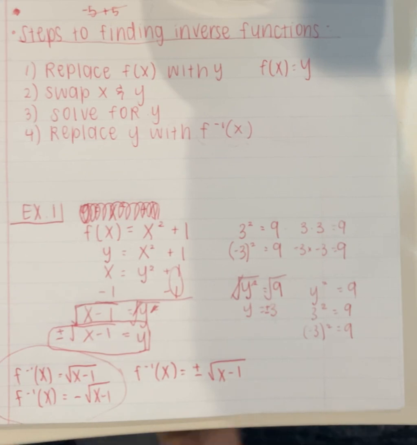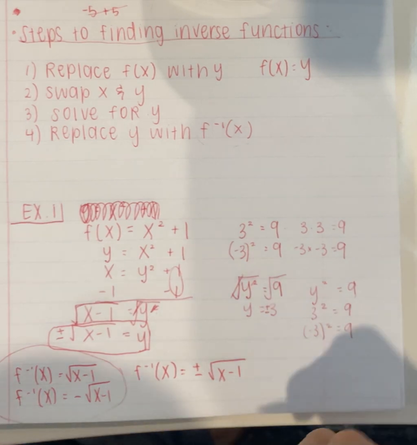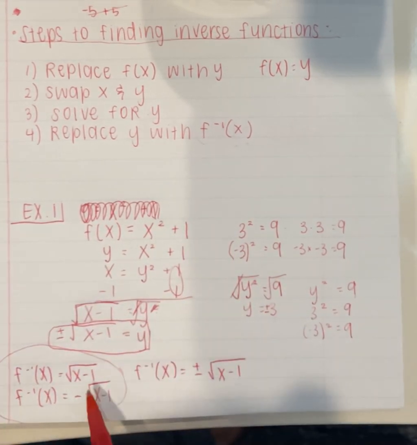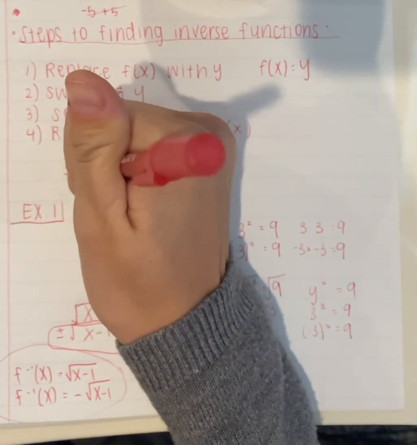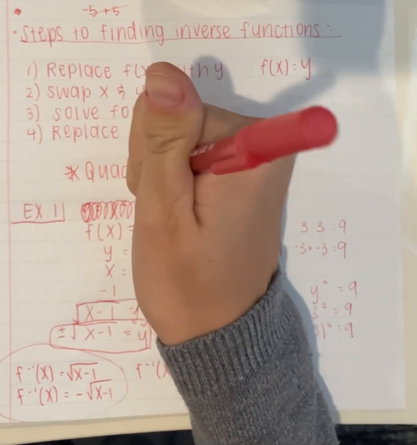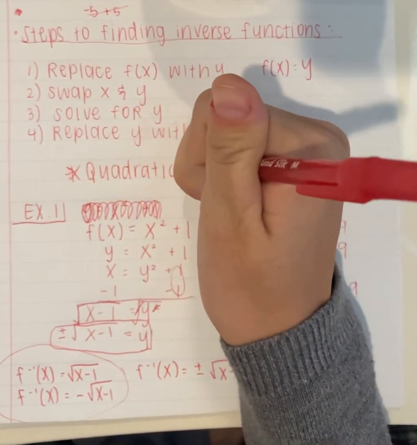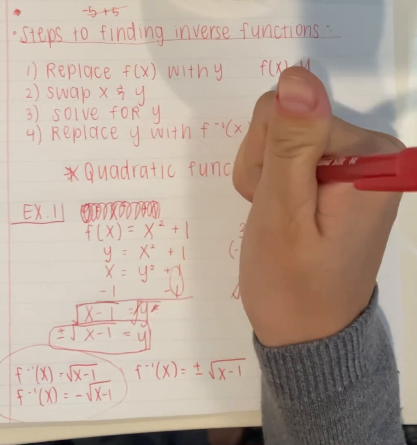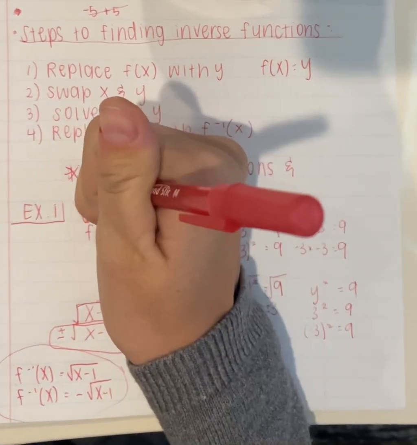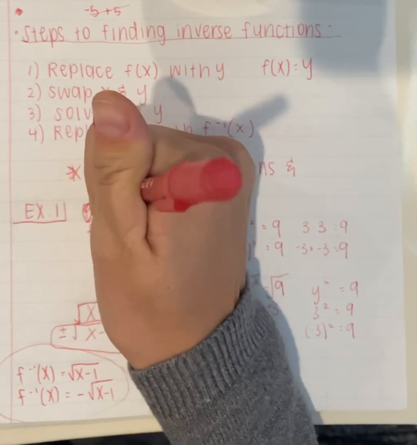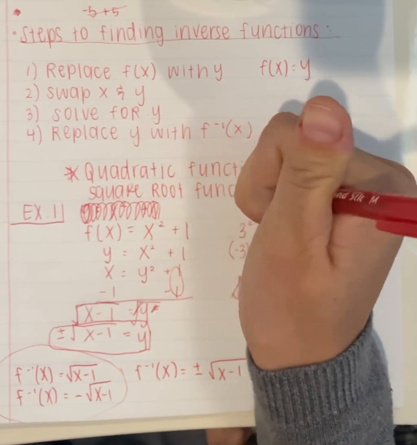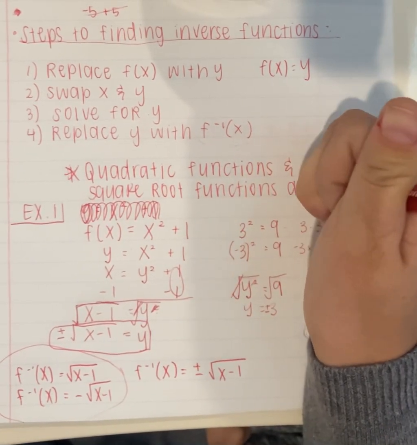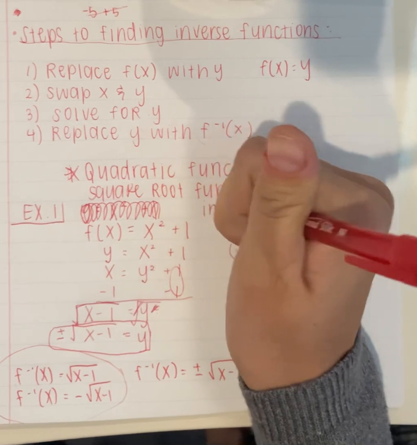Let's look at them on the graph. So we're finding an inverse function, right? So the inverse of squaring something would be to square root it. Okay, so quadratic functions, this is important, and square root functions are inverses.